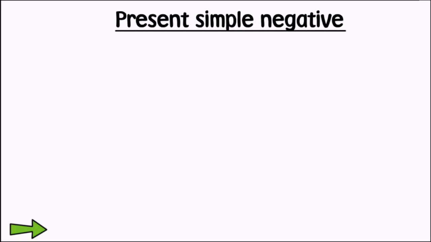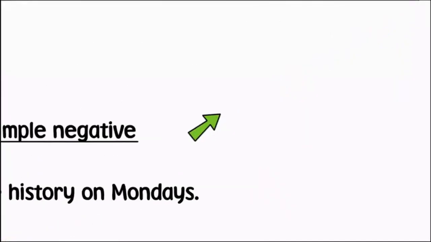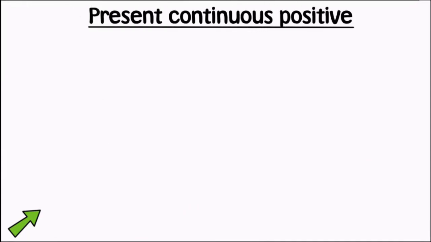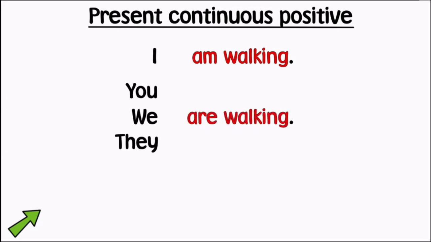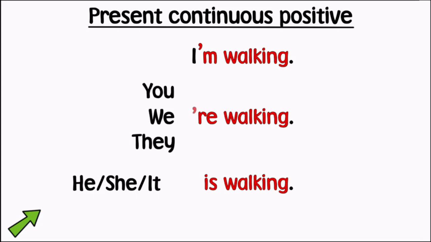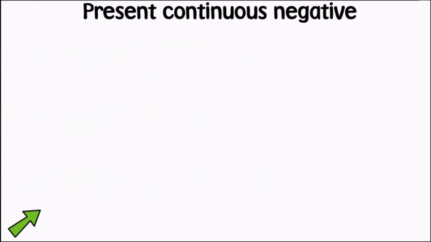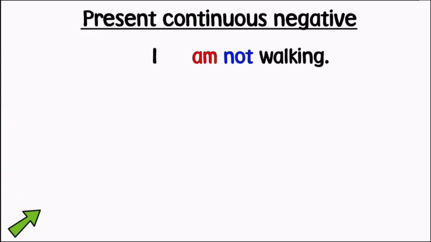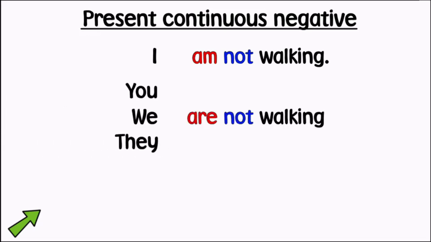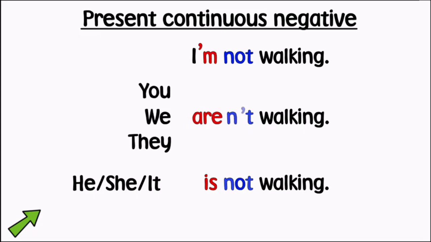We form the present simple negative with don't or doesn't. We form the present continuous positive like this. We often use short forms, especially in spoken English. We form the present continuous negative like this. We often use short forms, especially in spoken English.